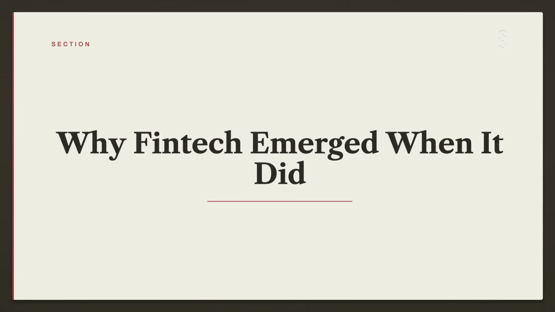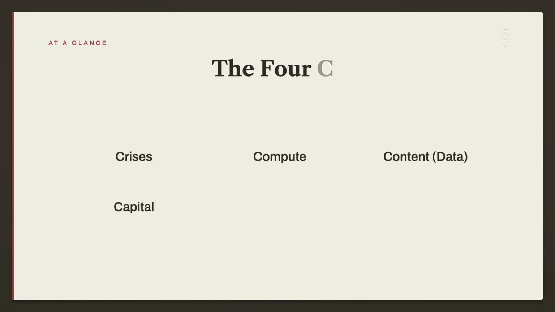Fintech didn't take off in the 1960s or the 1980s, even though computers existed and banking was profitable in both eras. 4 conditions had to align at once because any single one alone would have produced nothing. A handy memory device is 4 terms starting with the same letter: crises, compute, content, and capital.